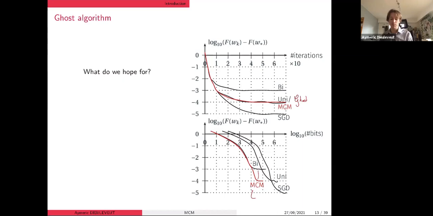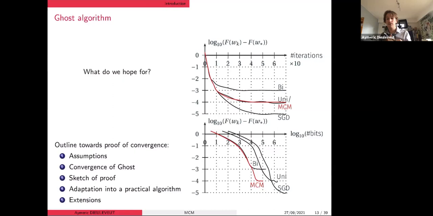So this is what we hope for, and we're going to show that it's nearly what we obtain. The outline of the presentation from now on is going to be simple. I'm going to present the assumptions I make, or at least strong assumptions that we make for the presentation to be simple enough. Then I'm going to present the convergence of this ghost algorithm, the sketch of the proof, how we can adapt that into a practical algorithm, and a few extensions that are of interest. So do you have questions up to that point, perhaps? Or shall I go on?